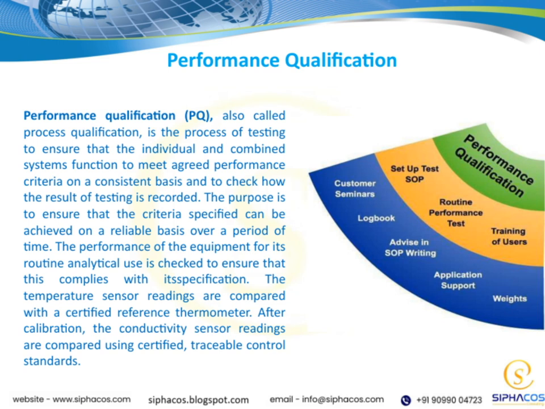When we talk about equipment performance in routine analytical use, we need to check that everything still complies with its specifications. For example, we compare temperature sensor readings with a certified reference thermometer to ensure accuracy. Similarly, after calibration, we compare conductivity sensor readings using certified, traceable control standards. This process is critical because it helps us maintain quality and confidence in our testing methods. It ensures that our equipment remains reliable and that the results we get are valid, supporting the overall integrity of our analytical work.